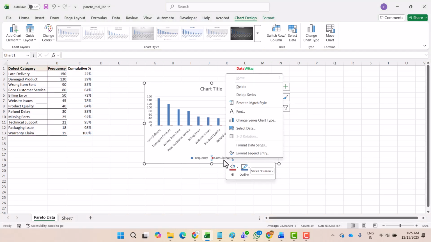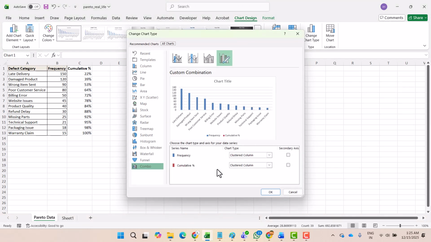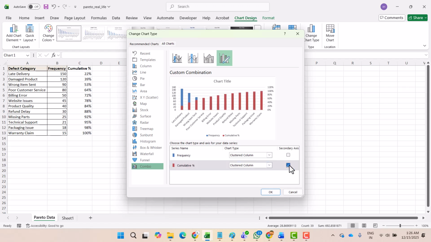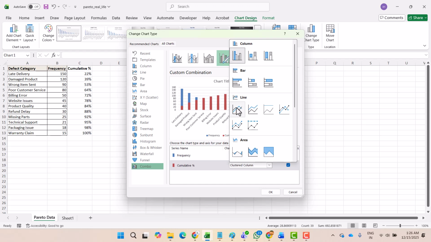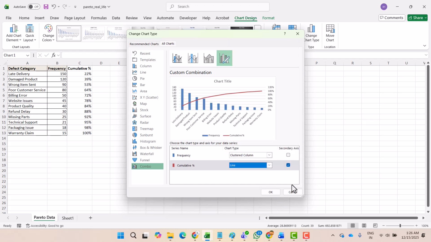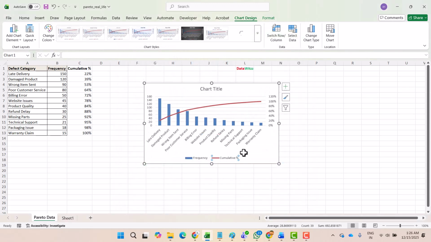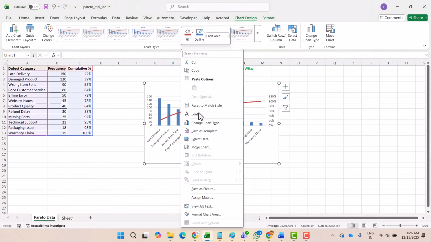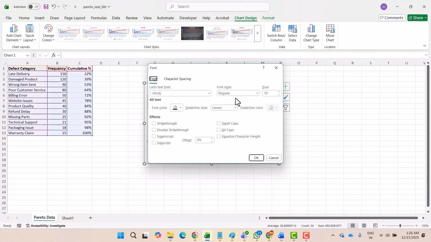Now we will right click on this cumulative number and choose change series chart type, and we will get this. Now set it as a secondary axis, then choose it as a line graph. Now adjust the fonts.